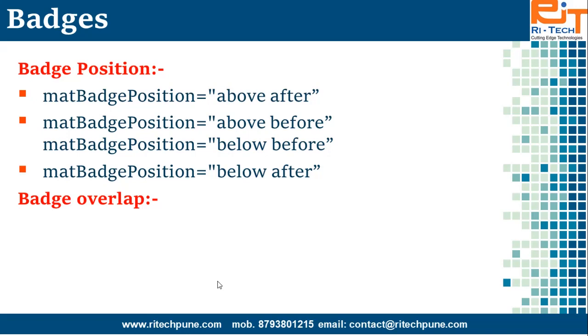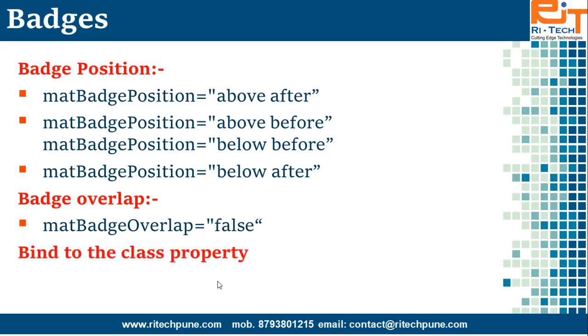Now beside this we can specify one more attribute, that is called overlap. By default the badge will overlap the text a little bit. So if you want to remove that overlapping, Angular badge provides you a directive called matBadgeOverlap, and you can set it to false. By default it will be true. So when you set it to false, it will remove the overlapping.